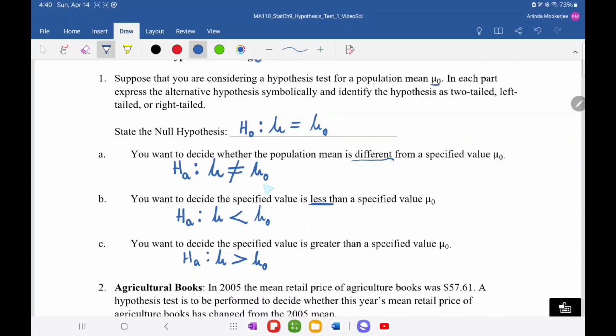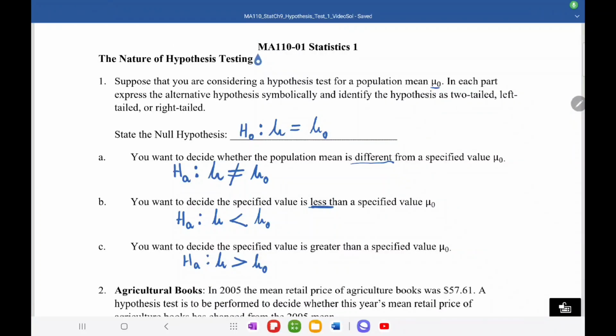Alternate hypothesis will be one of these three. Now, as part of the same question, they had also asked us to identify the hypothesis as two-tailed, left-tailed, or right-tailed, right? So let's do that here.